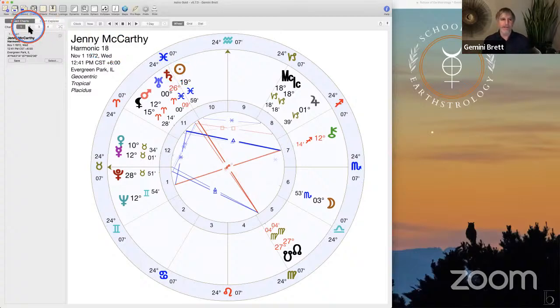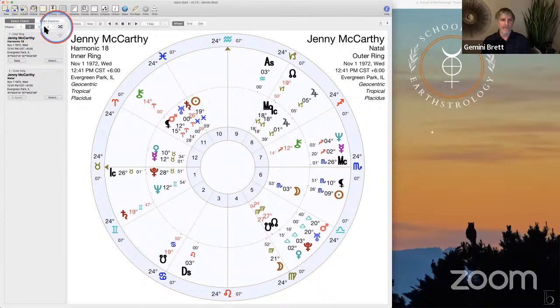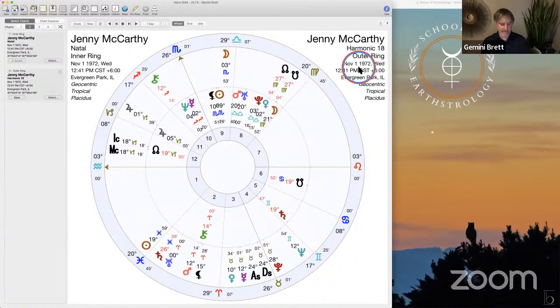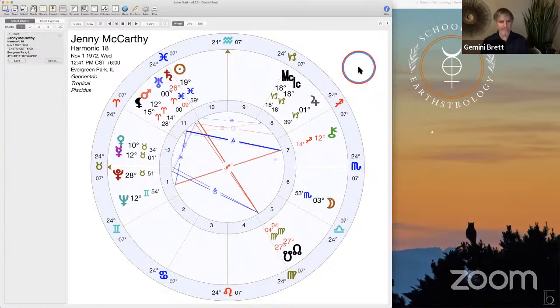Okay, what do I mean by some kind of 18th? Well, they could be 20 degrees away. Is there anything here that is separated by 20? I mean, Venus and Mars are pretty close. They're more like 18.5. So in the 18th harmonic chart, Venus and Mars, it doesn't really show up.